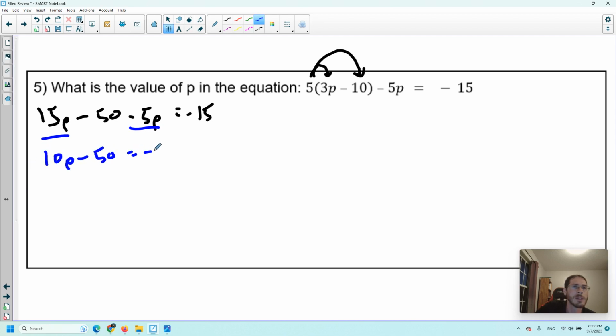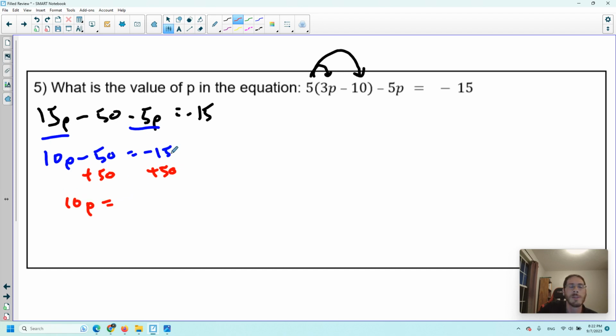Minus 50 equals negative 15. And now I got to do numbers on one side, letters on the other. So I got the p over here on this side. It's the only thing that's got p's in it. I have to move the numbers to the other side. We're trying to get the p by itself. We're trying to isolate that p.